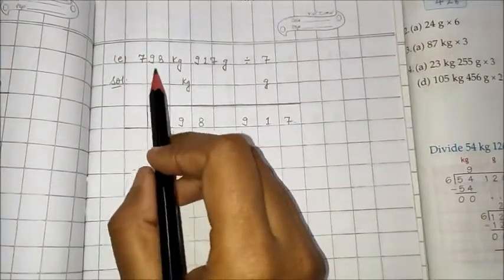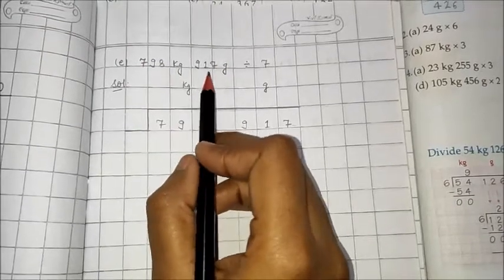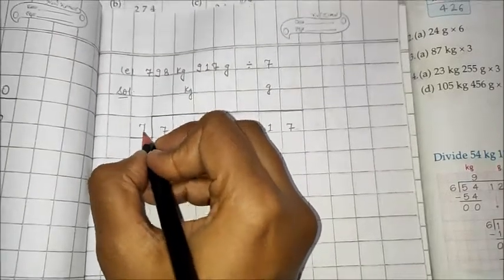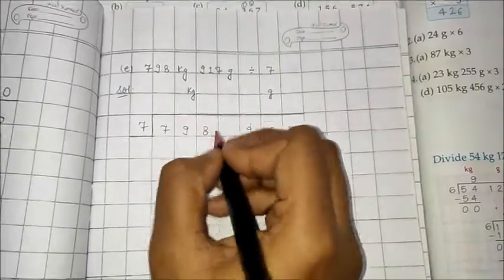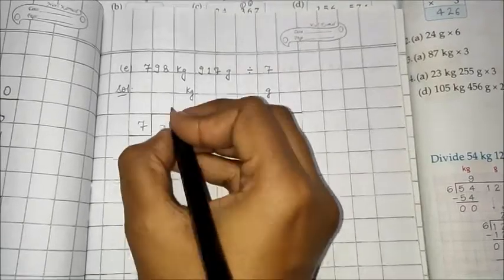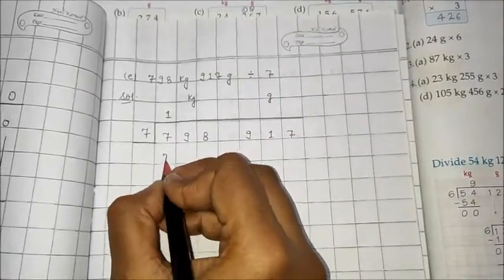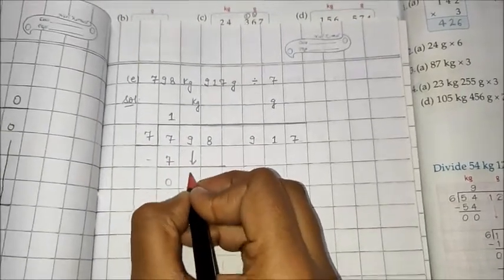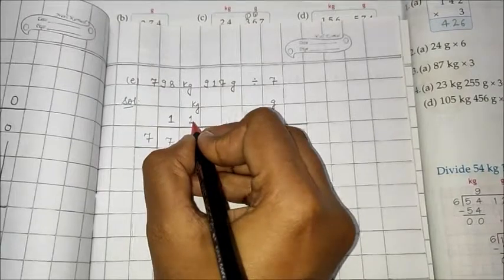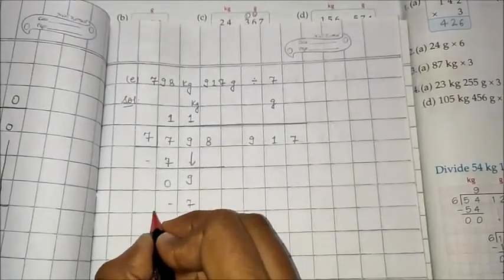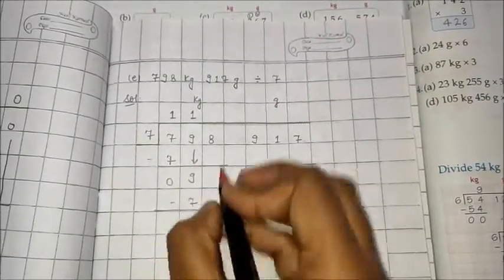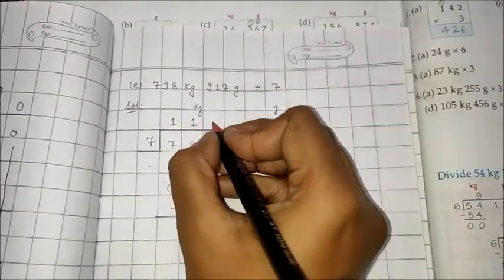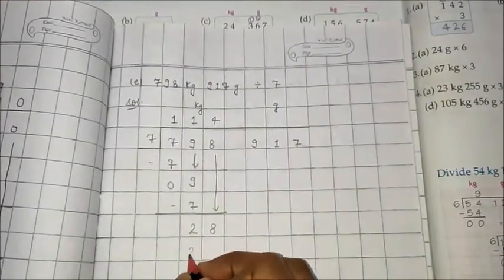नेक्स्ट इन ई पार्ट 798 किलोग्राम 917 ग्राम डिवाइडेड बाय 7. सो इसे हमें क्या करना है 7 से डिवाइड करना है. सो फर्स्ट ऑफ ऑल हम ये किलोग्राम वाले पार्ट को डिवाइड करेंगे, and 7 1 time will be 7 only. Subtract 0, then there is 9, so again we'll take 1 time 7, subtract, it will be 2. Next it is 8. So 28 कितने टाइम्स आता है 7 की टेबल में 4 times 28.